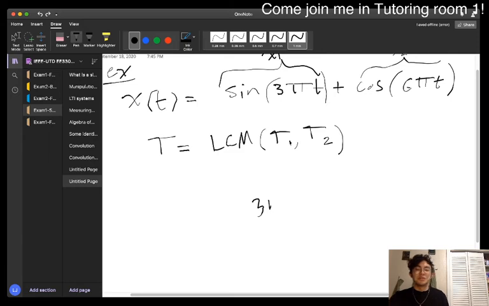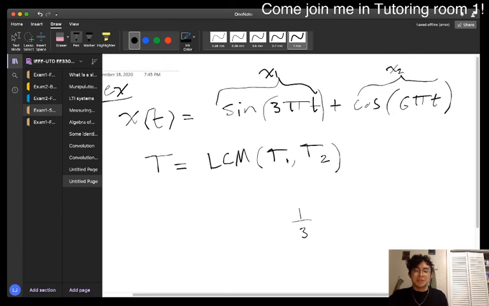I think it's 1/3. I forgot how to do this one specifically, actually. But anyway, let's call this one 1/3, and then this one is 1/6. So the least common multiple of these two. Actually, wait, this was a bad example.